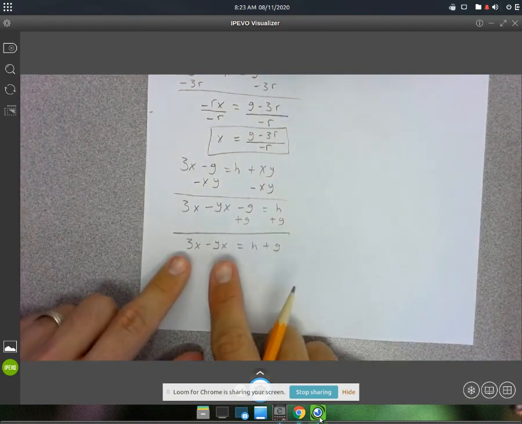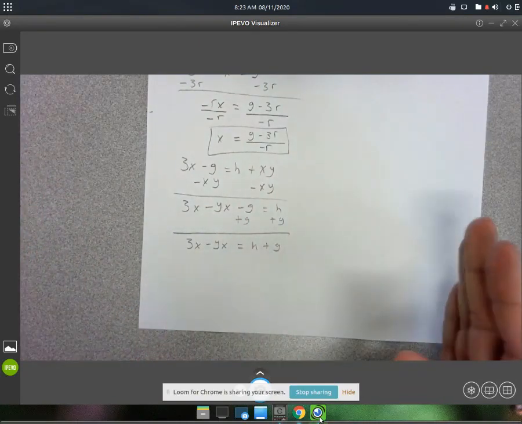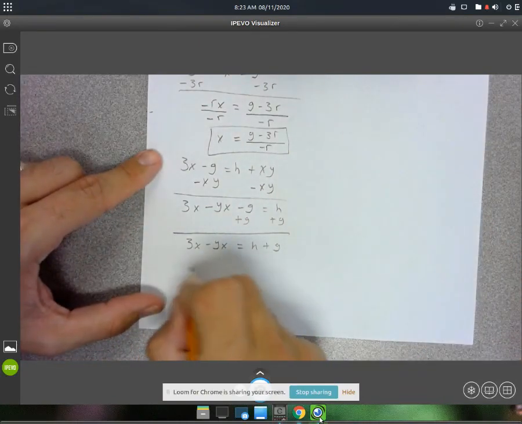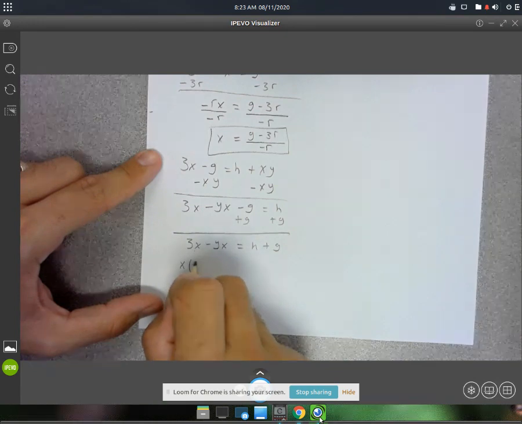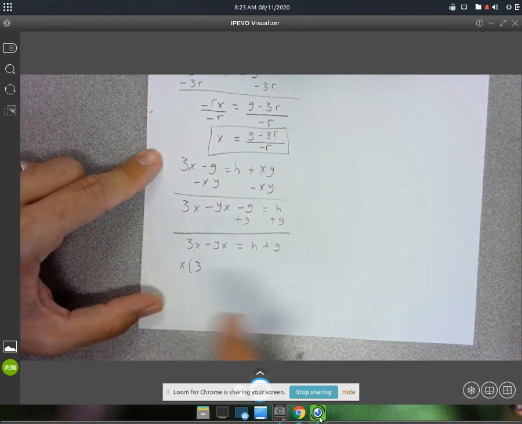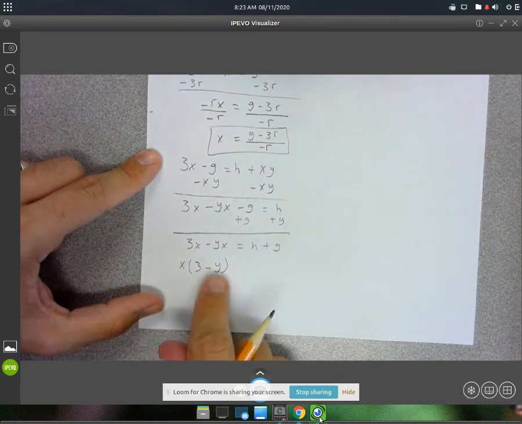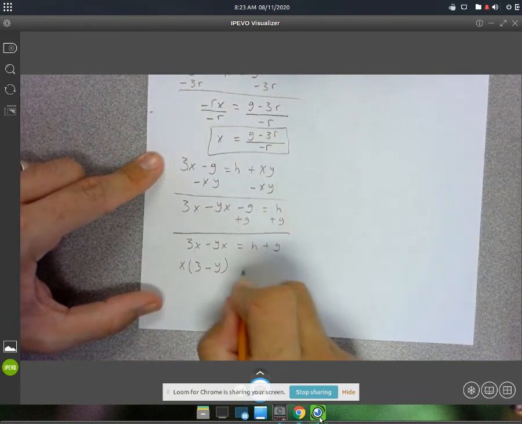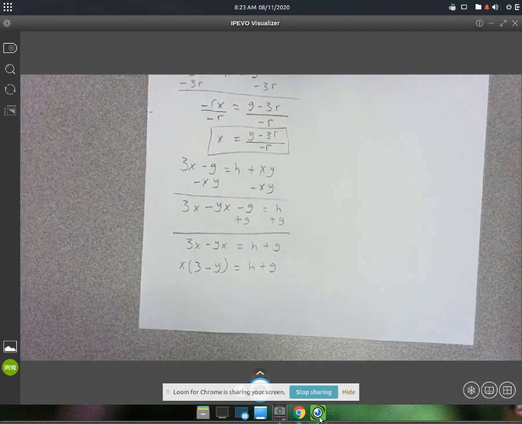All right, so the trick for getting the x here in such a way that we can get rid of the other stuff is we have to factor the x out. So I'm going to pull an x out of both of these, and that's going to make this one a 3 because x times 3 is 3x. And this one is going to be a y because x times y is yx. And that still equals h plus g over there.